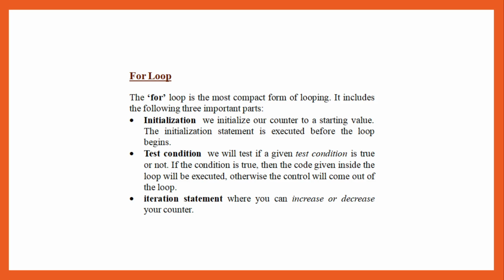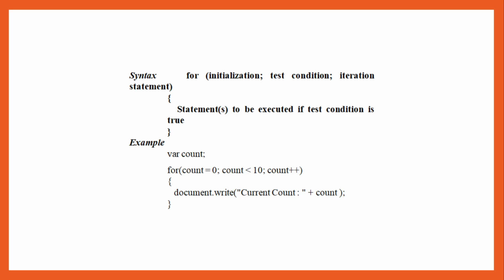The test condition checks if a given condition is true or not. If the condition is true, then the code given inside the loop will be executed. Otherwise, the control will come out of the loop. This is the test condition. Iteration statement is where you can increase or decrease your counter. Therefore, the for loop is the most compact form of looping. Syntax: for initialization, test condition, iteration statement. Open brace, statements to be executed if the test condition is true.